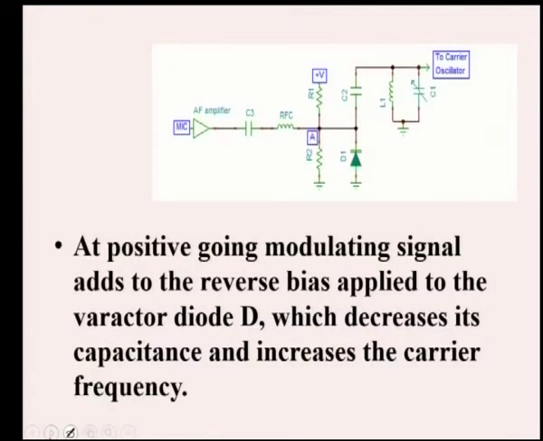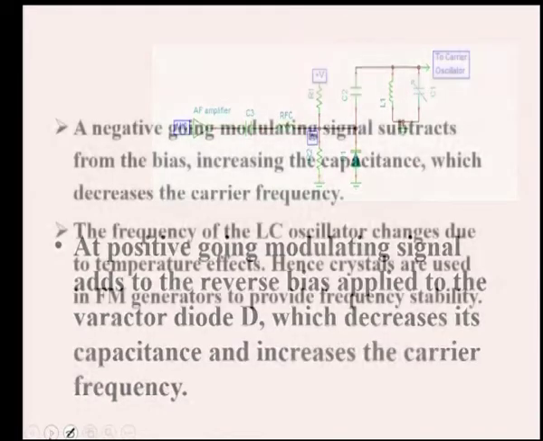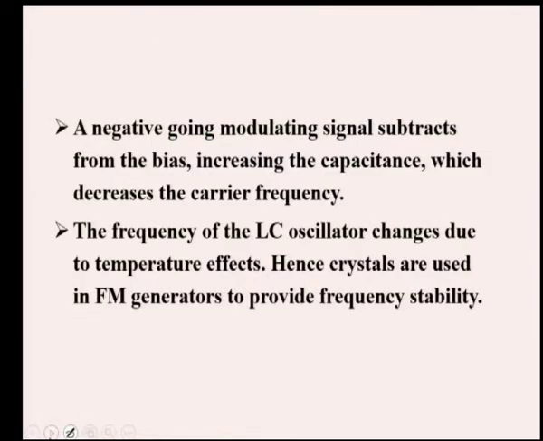A positive going modulating signal is added to the reverse bias applied to the varactor diode, which decreases the capacitance, thereby increasing the carrier frequency. A negative going modulating signal subtracts from the bias and increases the capacitance, which decreases the carrier frequency. The frequency of the LC oscillator also changes due to temperature effects.